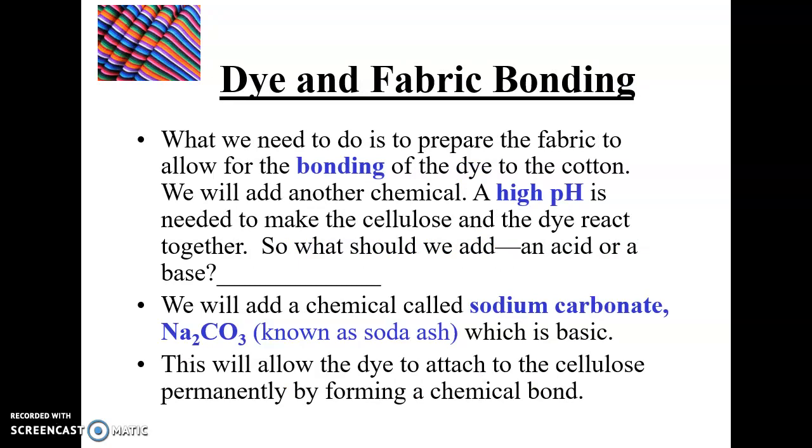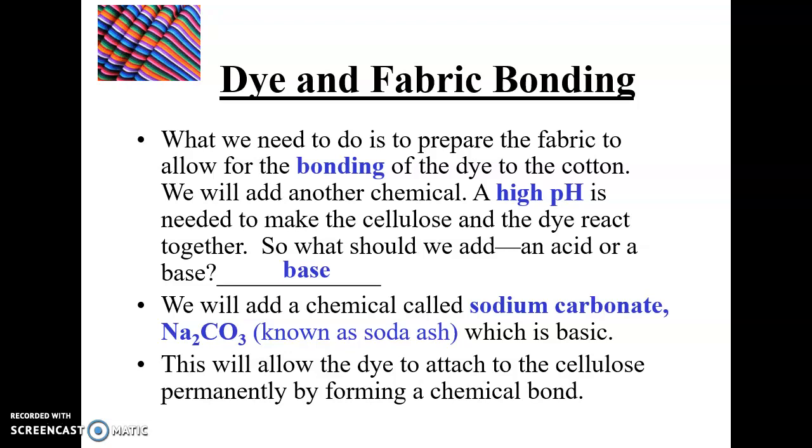What we need to do is prepare the fabric to allow for bonding. So we add a high pH to make the cellulose and the dye react together. I think that might be a typo. High pH would be an acid. Oh, just kidding. No. What are we talking about here? All right, so we get a high pH. That's the water ash. What's cool, and why I was a little thrown off, is the dyes that we have actually have this incorporated into them.